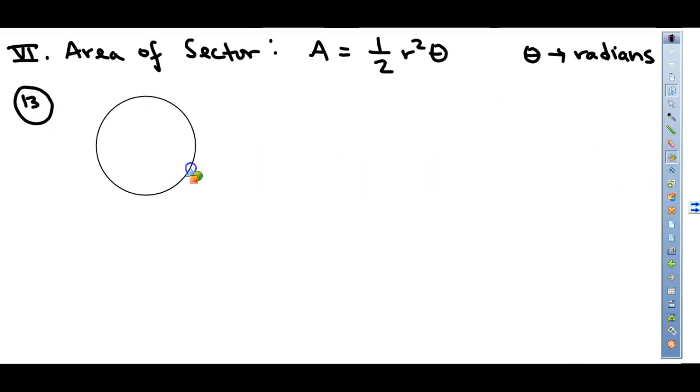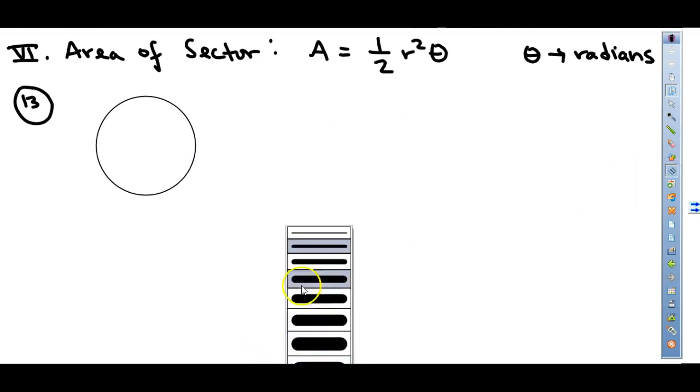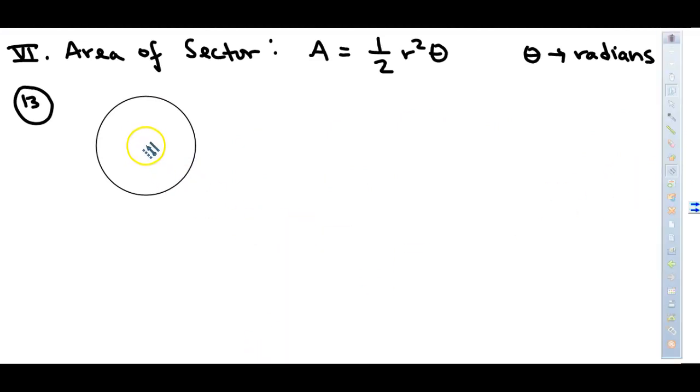Okay, let's say that this is your circle right here, and here is your radius. And let's say we have another radius drawn right there, and that the area of the sector that I want to find is this sector right here. It's a piece of pie.